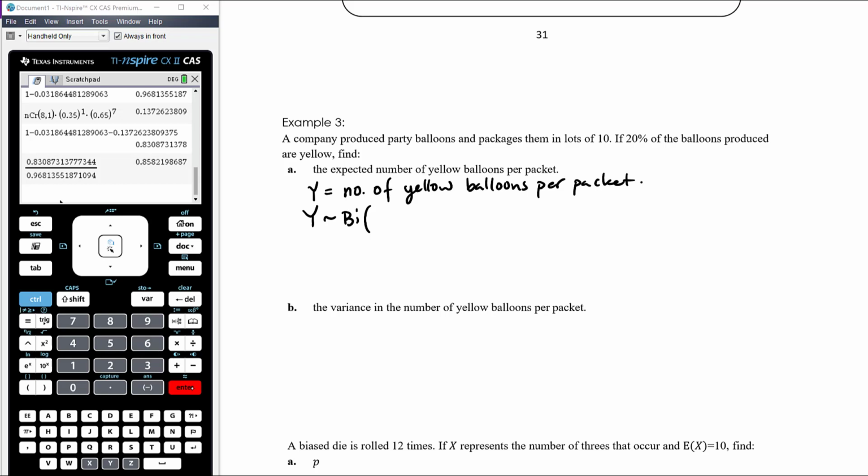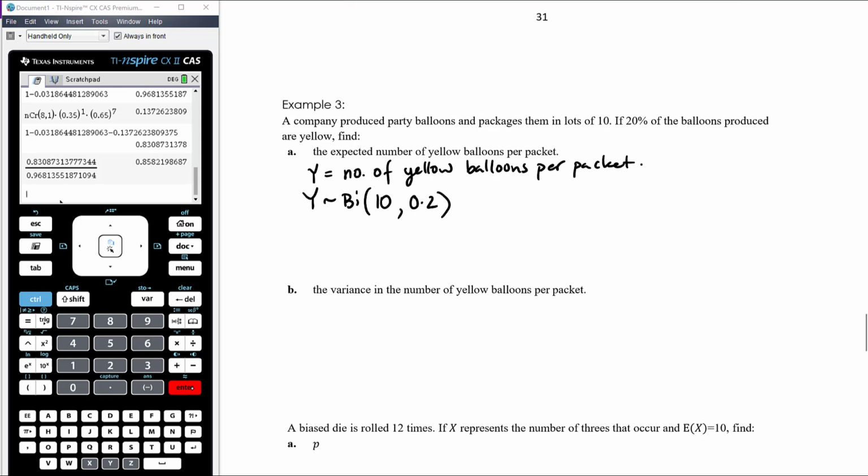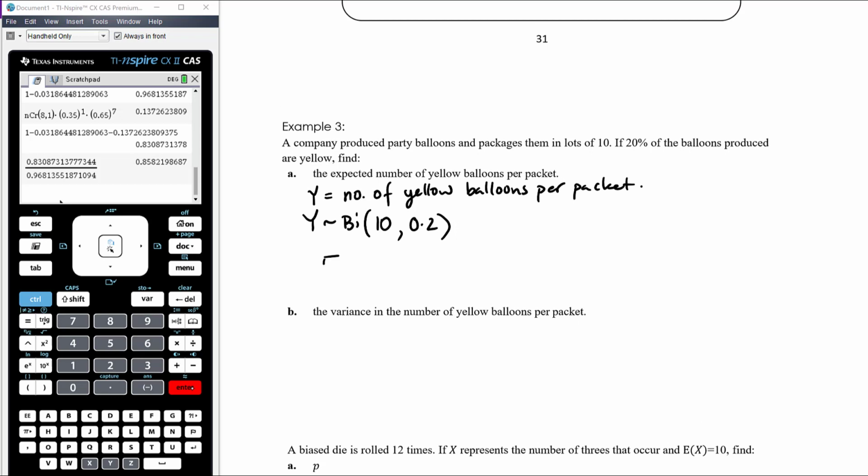So in this case, and that doesn't change, n is 10. They're packed in lots of 10. So n is 10, and the probability of success, the probability of a balloon being yellow, is 20%, because 20% of all balloons that are manufactured are yellow. Okay, so that's our setup. We want the expected number of yellow balloons per packet, so the expected value of Y, the number of yellow balloons per packet, is going to be n times p, so in this case that is 10 times 0.2, and so we would expect 2 balloons per packet to be yellow.